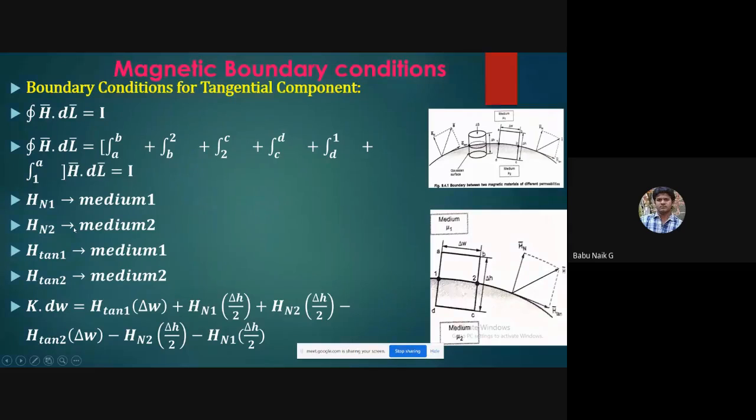Okay, so the sum of Hn1, Hn2, H tangential 1, H tangential 2 terms is equal to the current I. The current, considering this surface, the surface current density is denoted by K, and delta W is the distance of the A to B line on that surface. We can equate I equal to K into delta W.